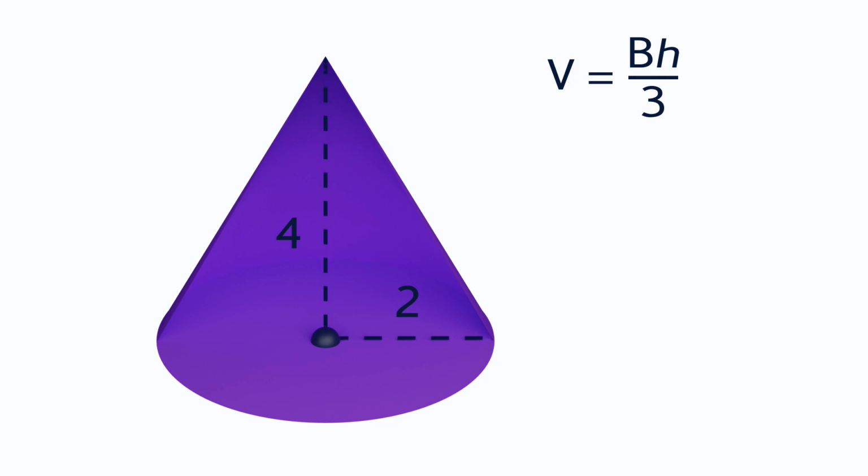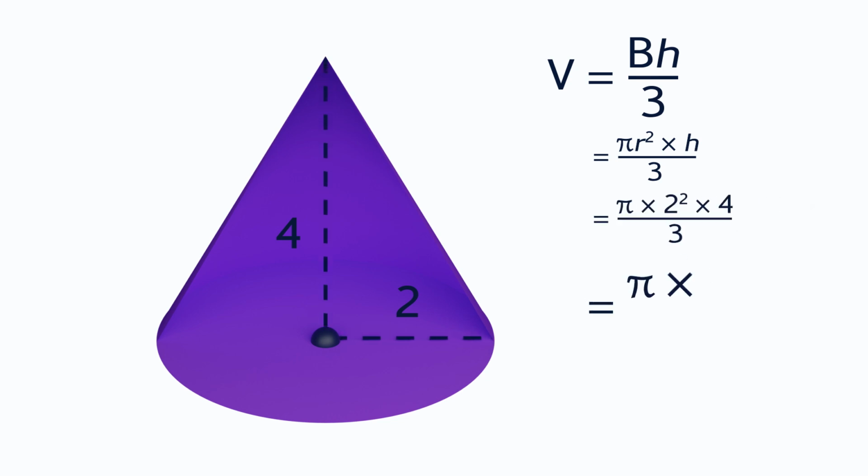The area of a circle equals pi times the radius squared. The formula for the volume of the cone becomes pi times the radius squared times the height over 3. Now you can insert the values for the radius and height into the formula. Insert 2 for the radius and 4 for the height.